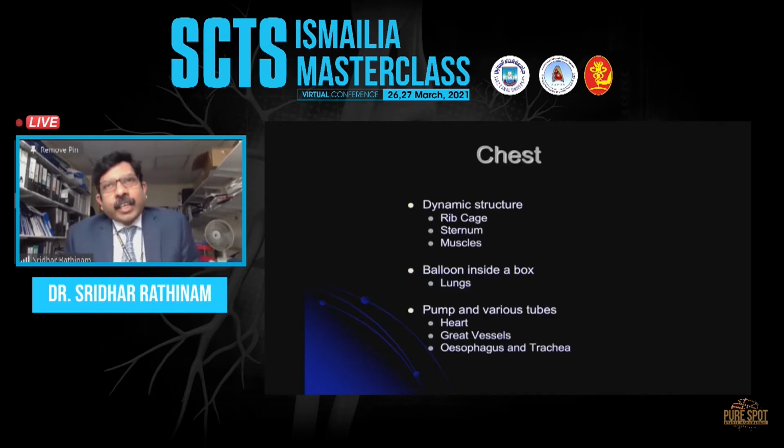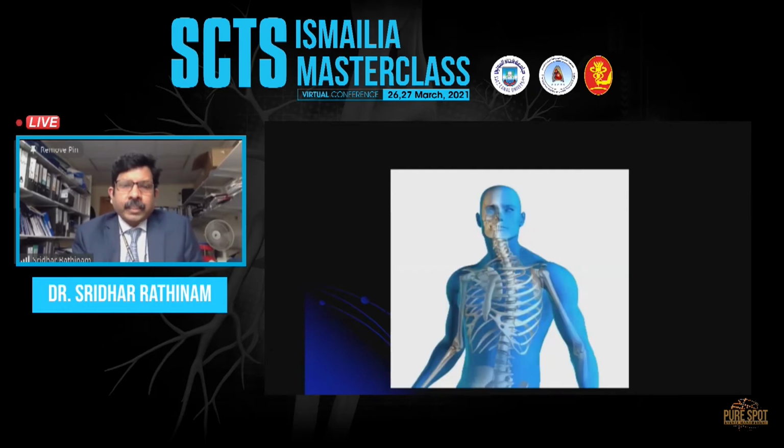So the chest is a dynamic structure. I call it a balloon inside a box. That's exactly what it is. You have two balloons, which are the lungs, and you have the rib cage, the sternum, and the muscles attached to that. And you have the pump and the various tubes, which is the heart and the great vessels, esophagus and trachea. So it's a dynamic structure because the ribs move and you have the bucket handle movement of the ribs going up and down, and that brings the sternum forward.